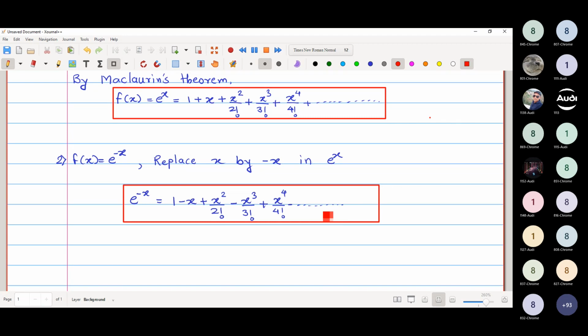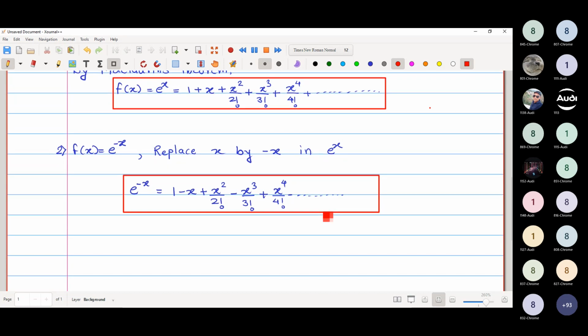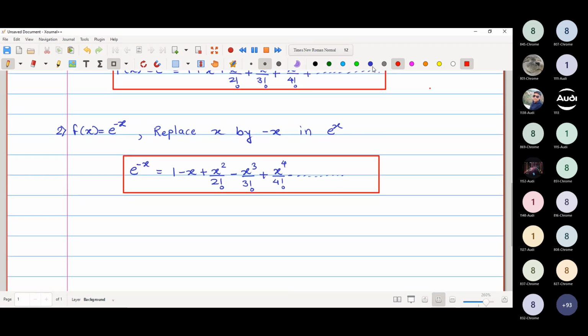Yes, sir. For e raised to minus x, there are two ways. Simply by using the previous equation, replace x by minus x. This is one way. Or the second way, find out the derivative and put x is equal to 0 there. Is it okay? Yes, sir.